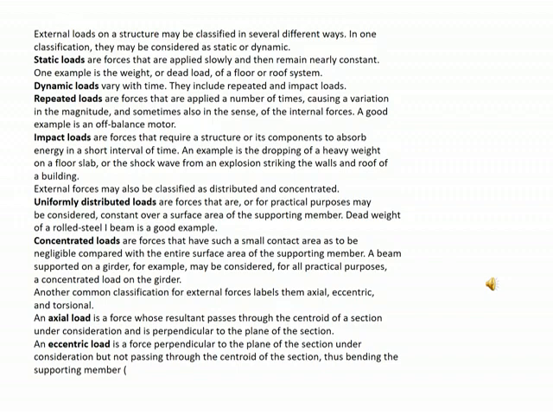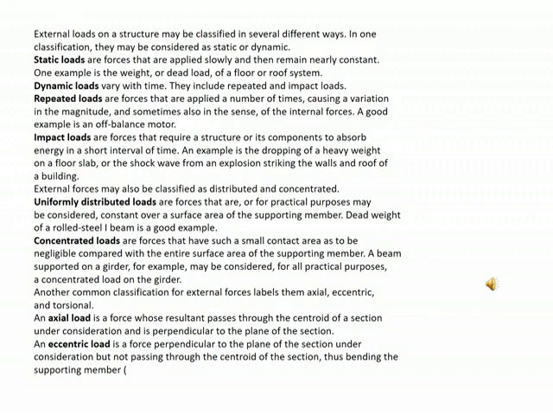Repeated loads are forces that are applied a number of times. So when the force is applied a number of times, the load will be a repeated load. There is a variation in the magnitude and sometimes also in the sense of the internal forces. So those are the repeated loads. A good example of this is an unbalanced motor. So an unbalanced motor is a repeated load.